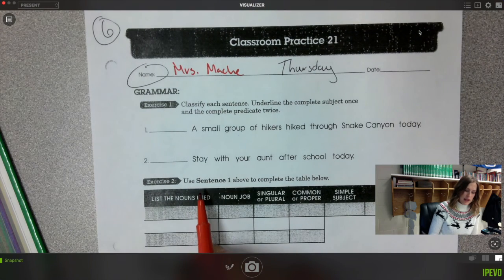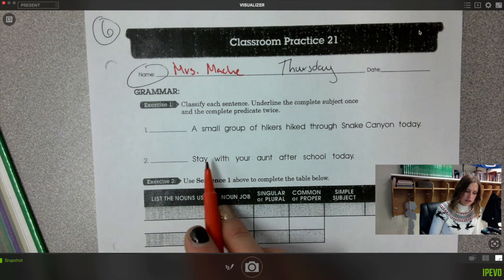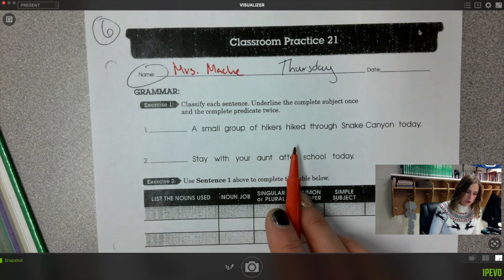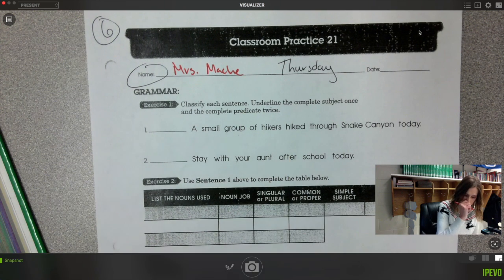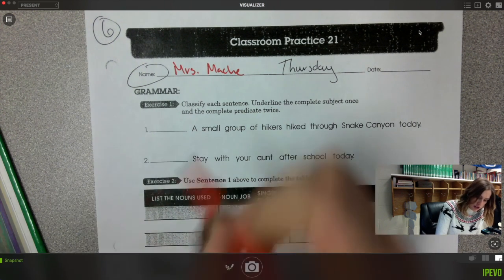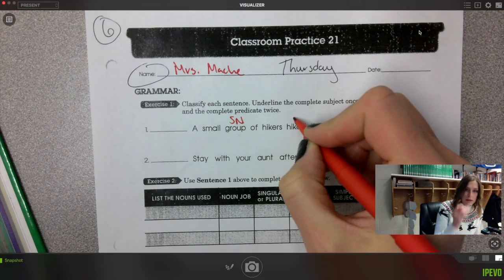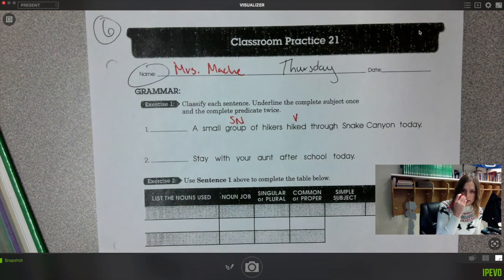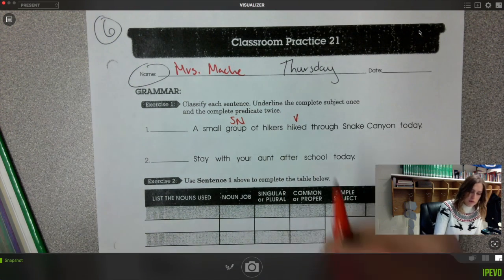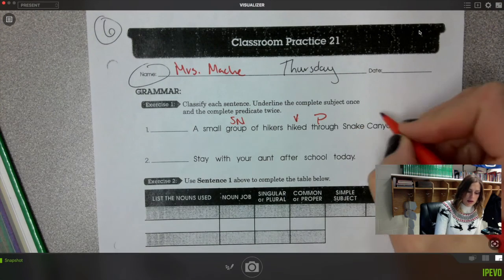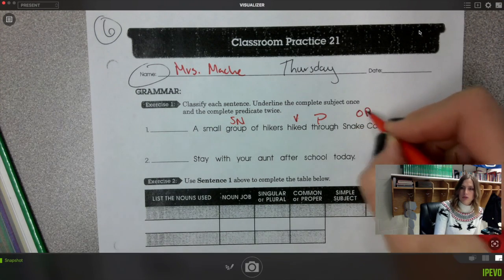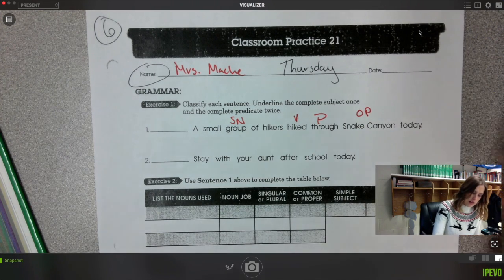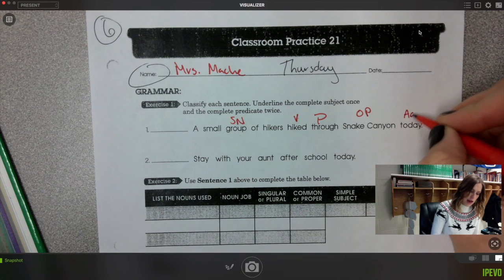Sentence 1, class. A small group of hikers hiked through the Snake Canyon today. Who hiked through Snake Canyon today? Group. Subject, noun. What is being said about group? Group hiked. Verb. Through. Preposition. Through what? Snake Canyon. Object of the preposition. Hiked when? Today. Adverb.